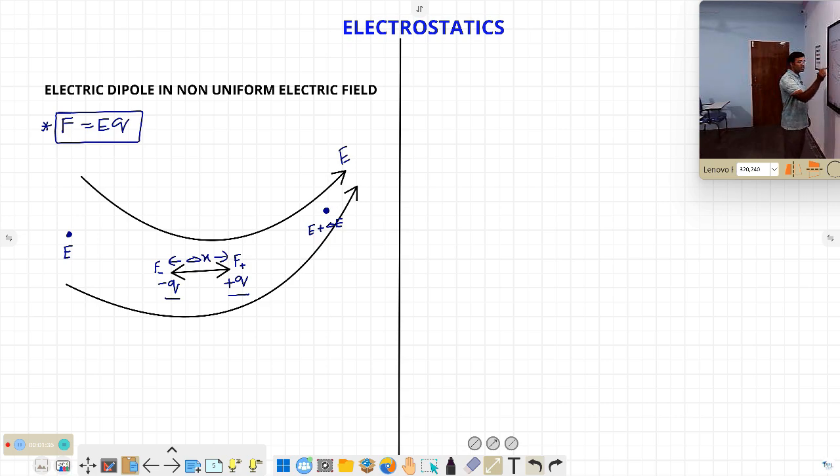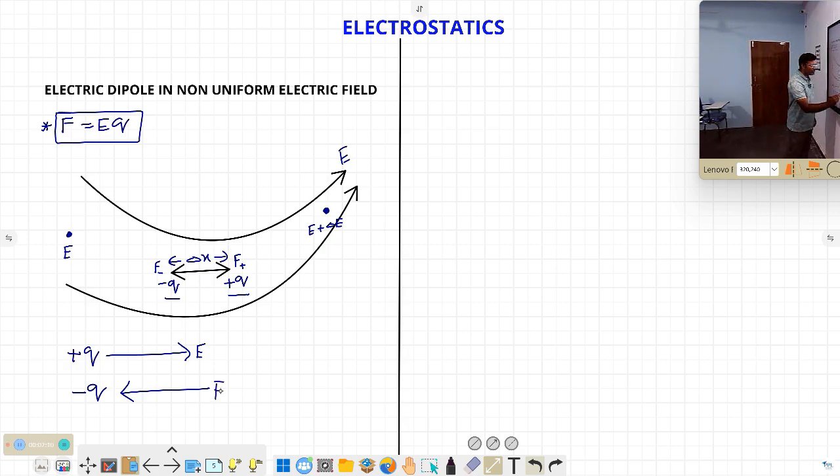Whenever the dipole is kept in a non-uniform electric field, it experiences a force. Now what way are the forces going to act on that dipole? Here the negative charge experiences a force, and the positive charge experiences a force. According to the concept, you already know that the force acting on a positive charge is always in the direction of the electric field, and the force acting on a negative charge is away from the electric field.